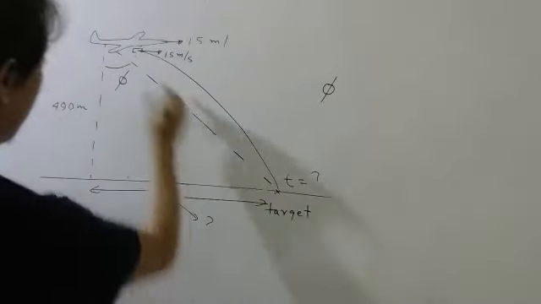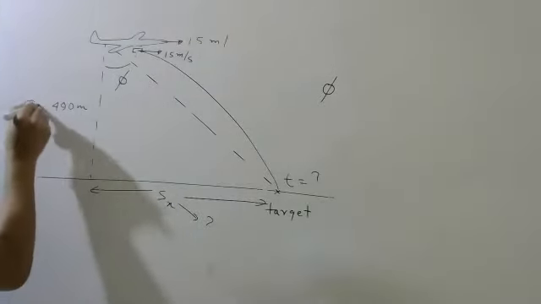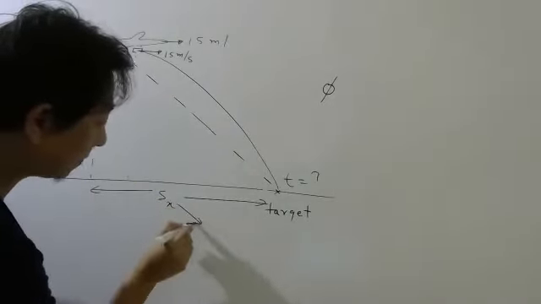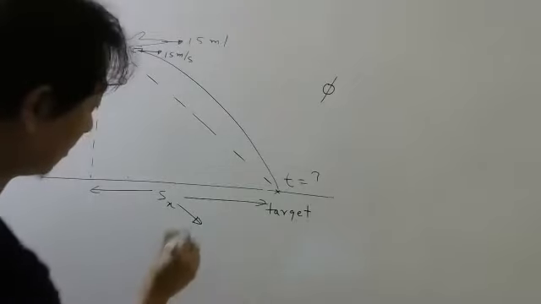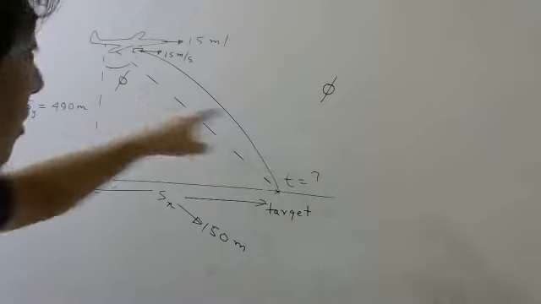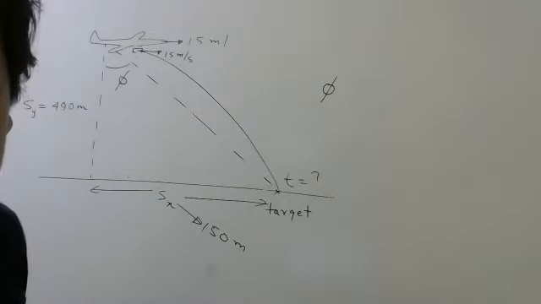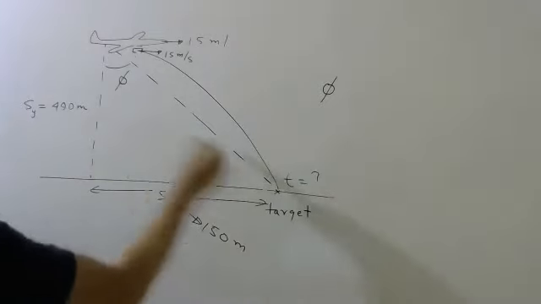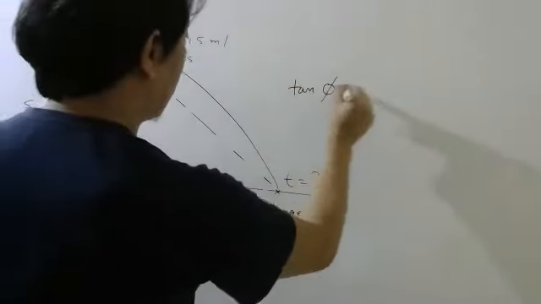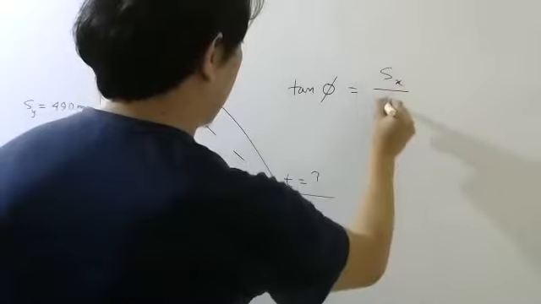In this triangle, this is your Sy. This is your Sx. How much did this number come? How much did this number come? 150. Now tell me, what trigonometric function will you use in this triangle? Tan, no? So tan phi, if I use, I can write Sx by Sy.